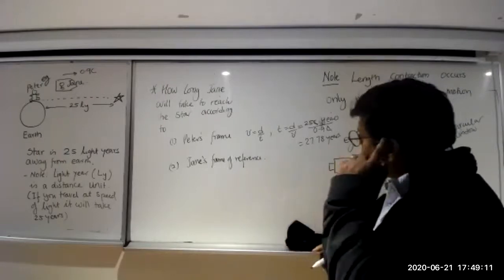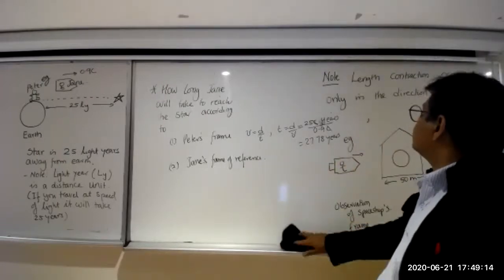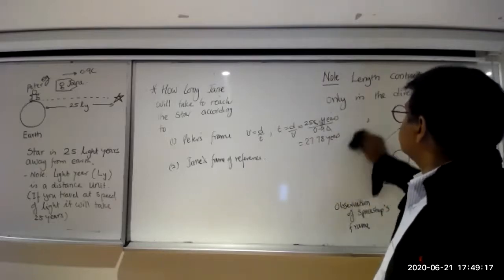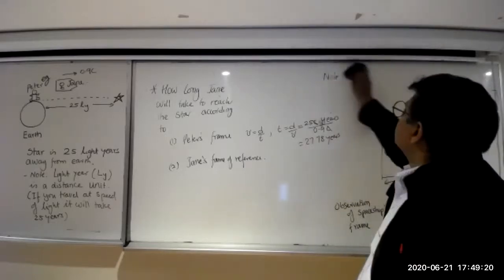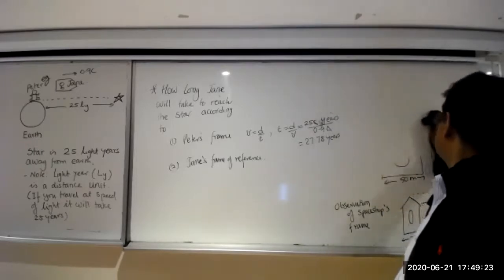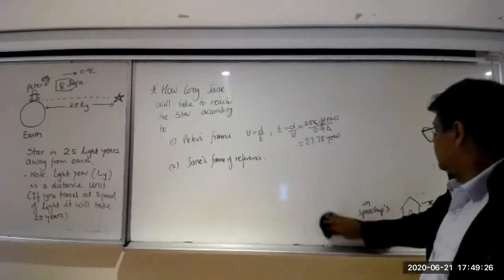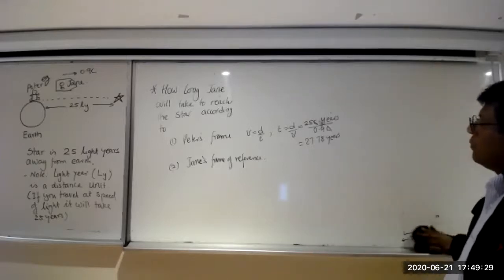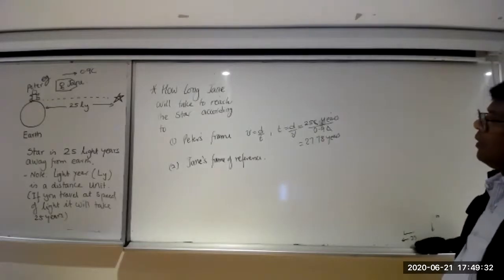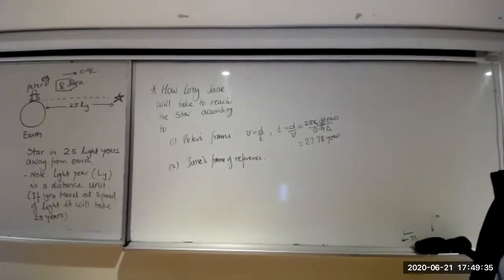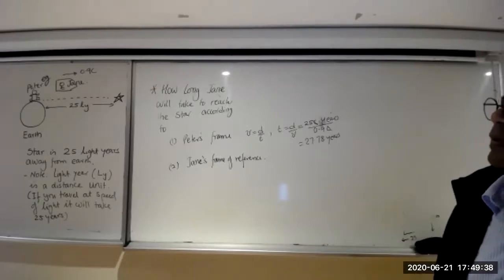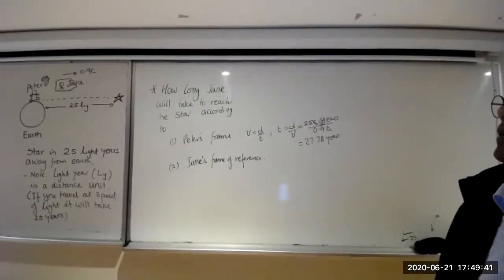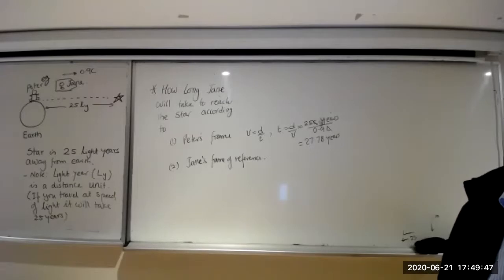What about Jane's frame of reference? Would the 25 light years be the proper length? 25 light years is going to be the proper length for whom? For Peter? For Peter, yes, because Jane is traveling parallel to that. So 25 light years, that distance is the proper length for Peter. Proper length is the length where it is at rest relative to the observer.